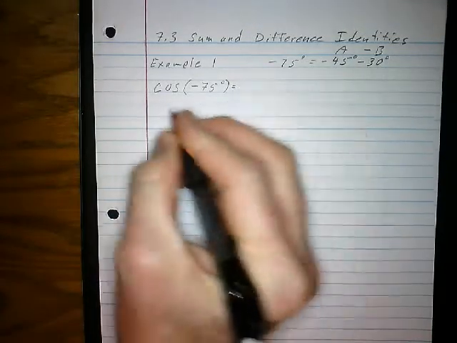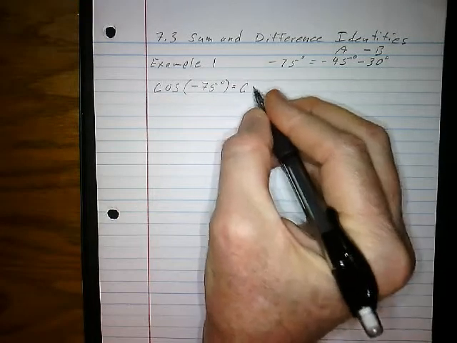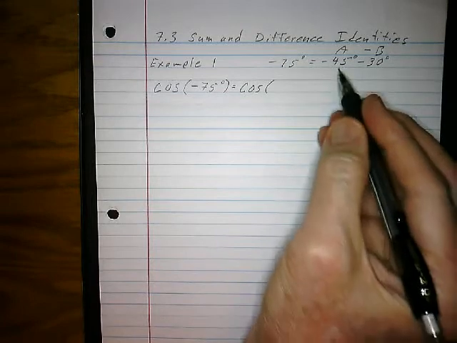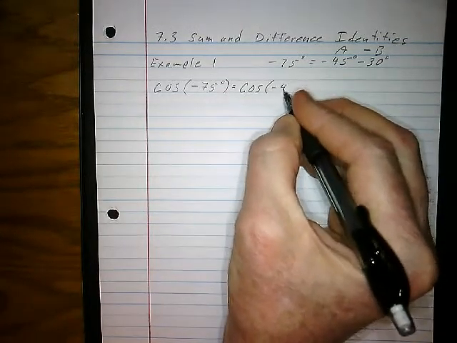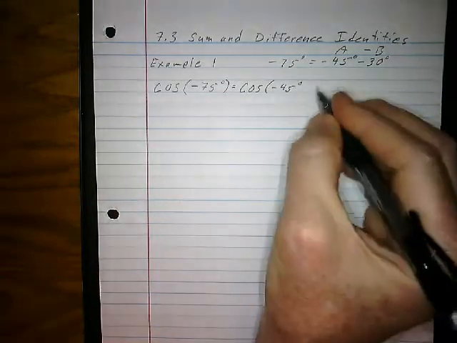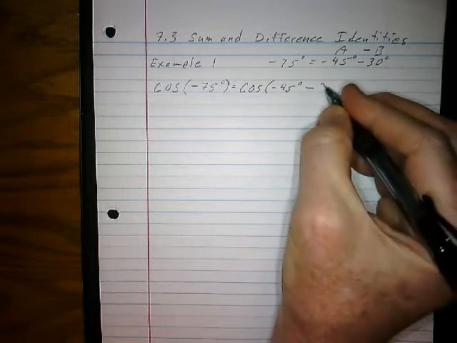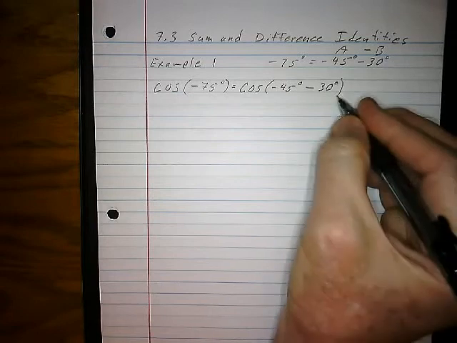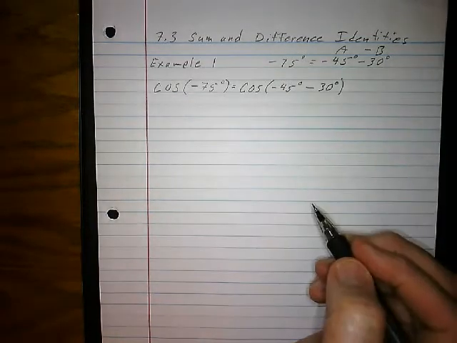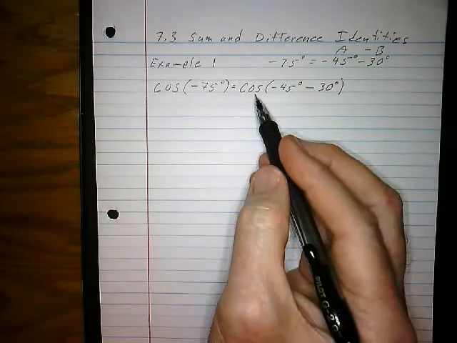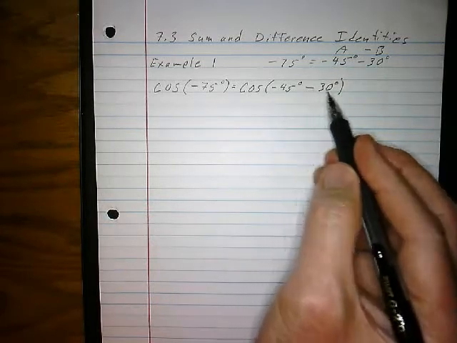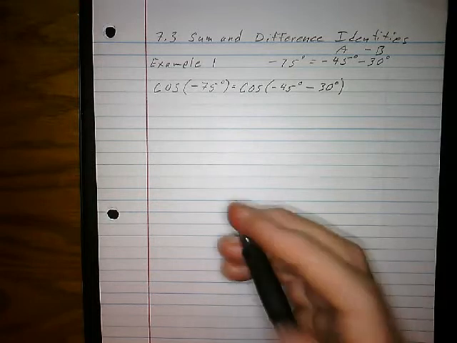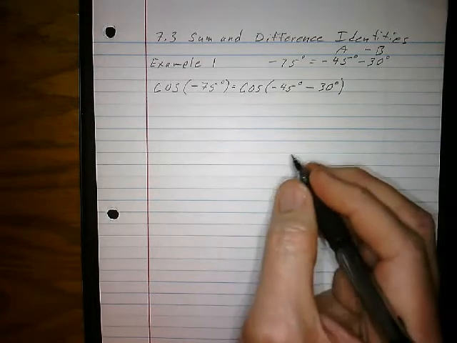So I'll take the cosine of negative 75 and write that as the cosine of A minus B. A is negative 45 degrees minus, and B is 30 degrees. Well, there we go. Now all I have to do is apply that formula. And the formula for the cosine of A minus B, and there's a cute little song and dance to this, and if I was in front of the class, I'd be dancing this.